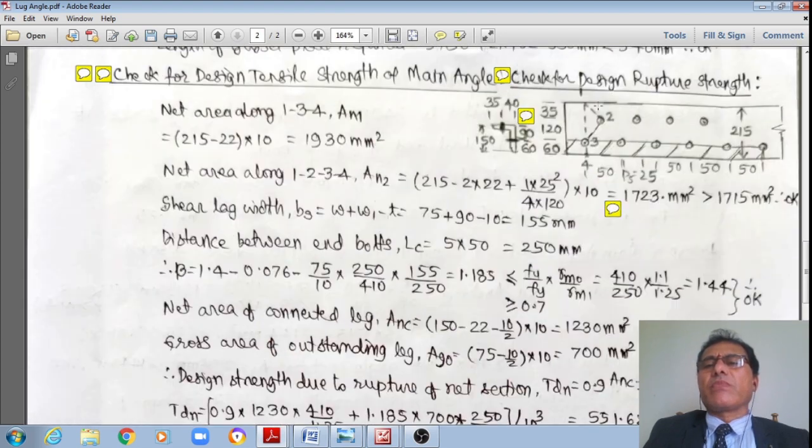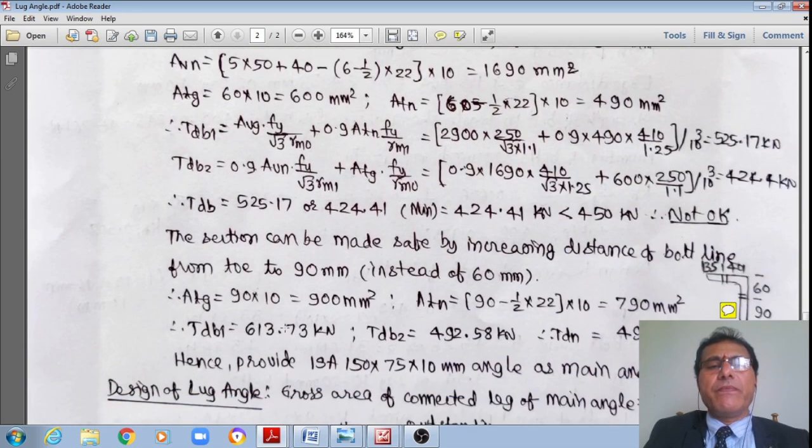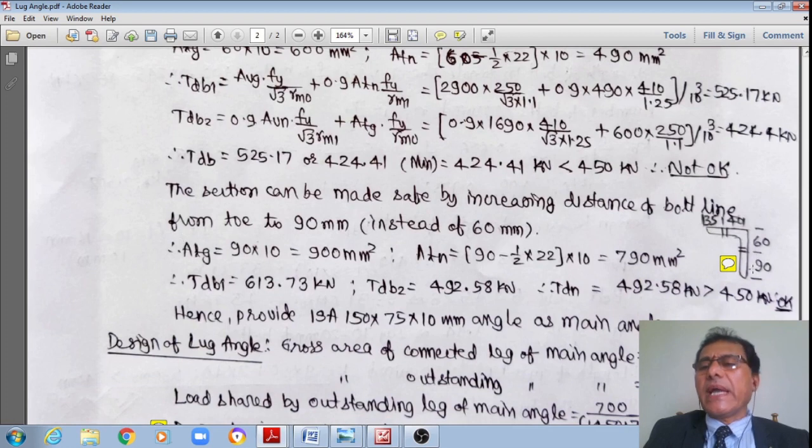Previously this was 60. I am just making this as 90. Therefore this 90 will become 60. Therefore swapping these values, obviously the area ATG will improve. Therefore ATG is equal to now this 90 multiplied by 10, 900 mm square, whereas ATN is equal to 90 minus half of 22, multiplied by 10, 790 mm square.